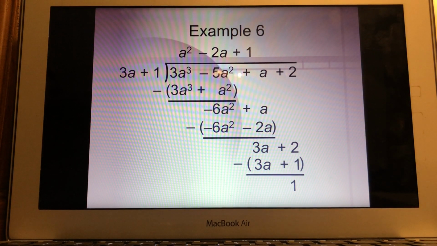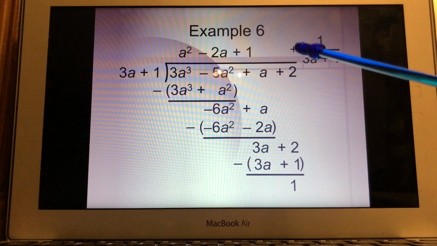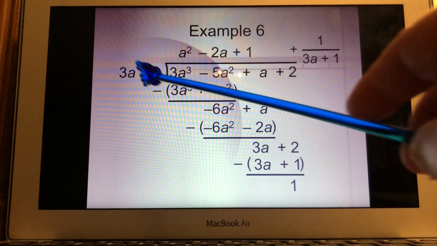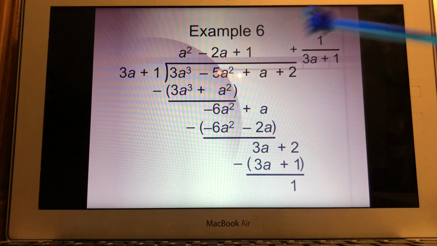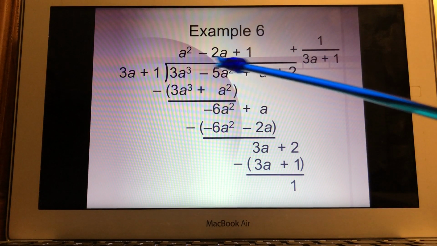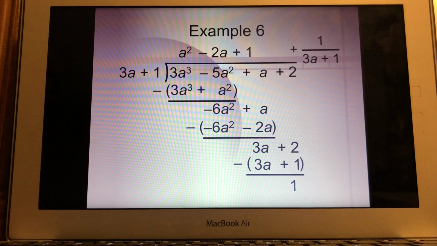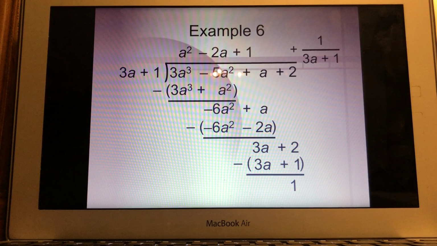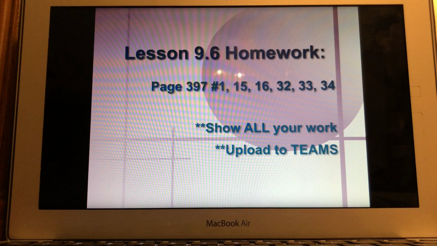2 minus 1 is 1. And so my remainder is going to be 1 over the divisor. Remember? 3a plus 1. So here's my quotient: a squared minus 2a plus 1 plus the remainder of 1 over 3a plus 1. All right, now go ahead and give this a try. Just a few problems here for you to practice dividing your polynomials.